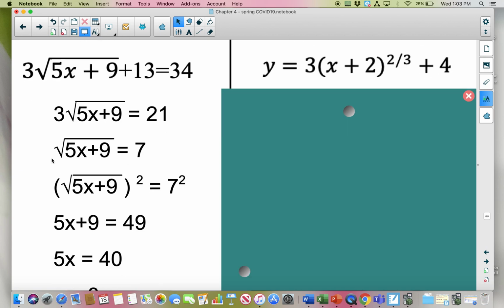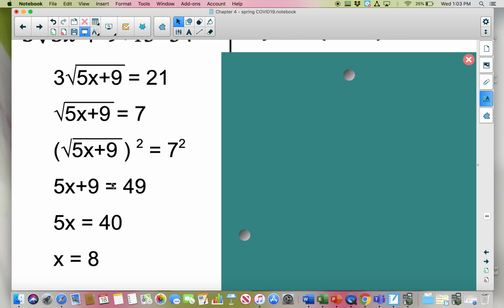Once a radical is isolated, nothing else around it, now you can get rid of it. And to get rid of a square root, you're going to square both sides. So I squared the left, squared the right. 7 squared is 49. And the square cancels out the square root. And then you're down to just basic linear functioning. So subtract the 9 and divide both sides by 5, and you should get x equals 8. Always remember to check your answer.